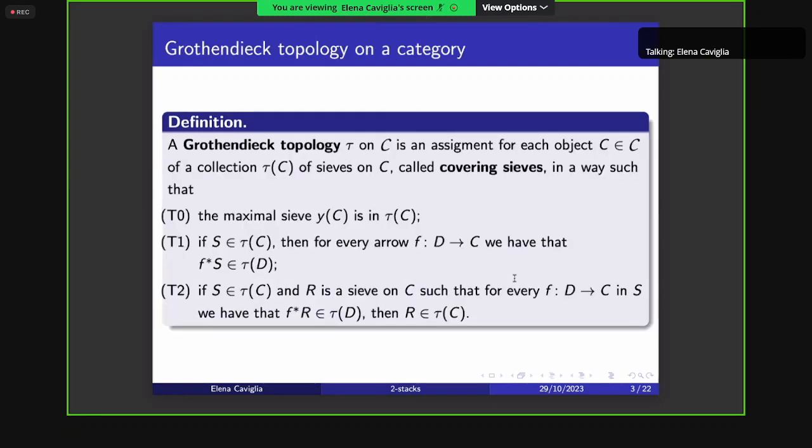And using sieves, we can define Grothendieck topology on the category C, which is an assignment for every object of the category of a collection of sieves that we call covering sieves in a way that satisfies some conditions that are that the collection of all morphisms with codomain C is a covering sieve, that covering sieves are closed under pullback, and that being a covering sieve can be checked locally, where locally is with respect to morphisms in a covering sieve.